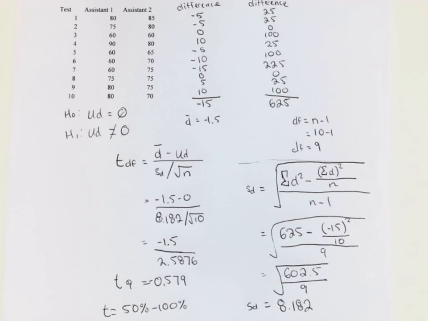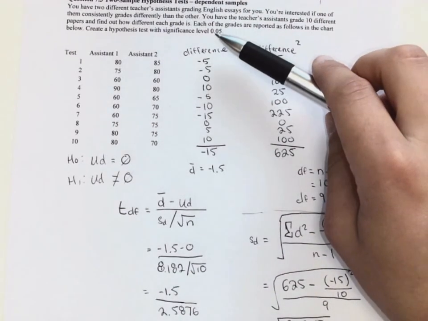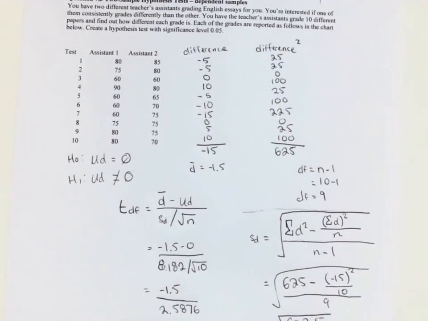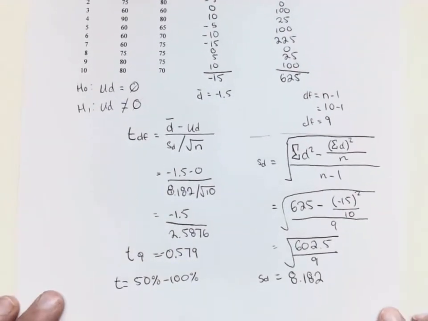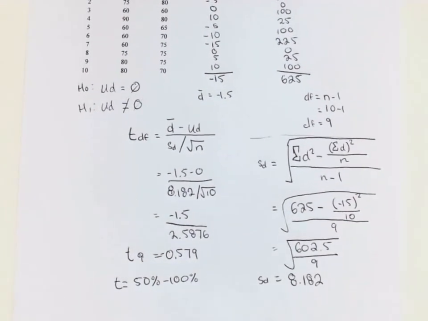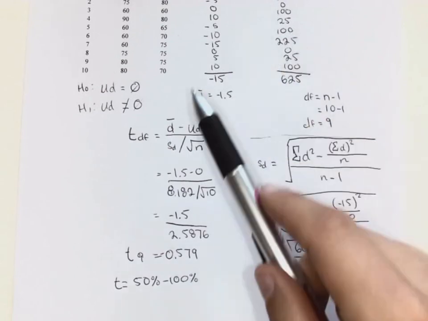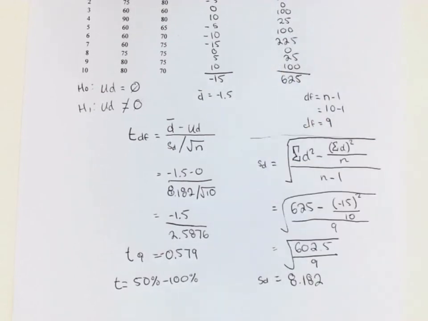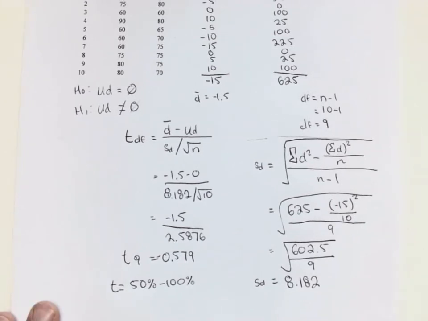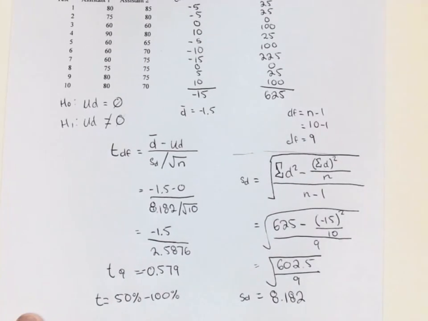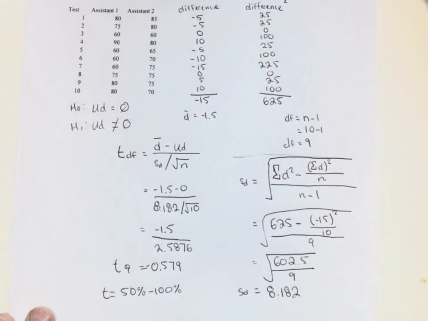Certainly we have a significance level of 5%, so that would give us 0.05, and a confidence level of 95%. We would need to see a sample like this happen less than 5% of the time. But if this happens between 50 and 100, or 60 or so percent, then there's no statistical evidence to reject our null. So yeah, we can make the assumption that the teacher's assistants grade similarly.